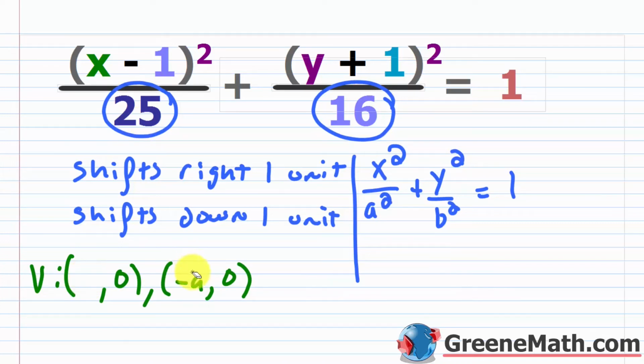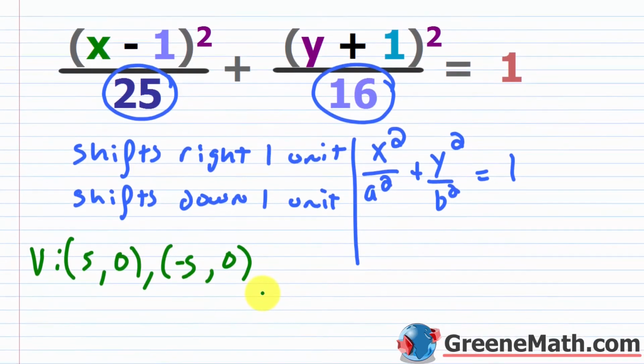So it's 5 and -5, okay? So we'll shift this stuff in a minute. This is not going to be the final thing. We'll shift it in a minute, just so you know. Then we have the covertices.